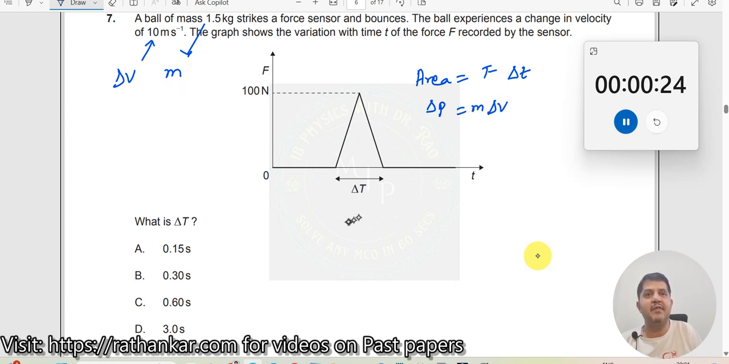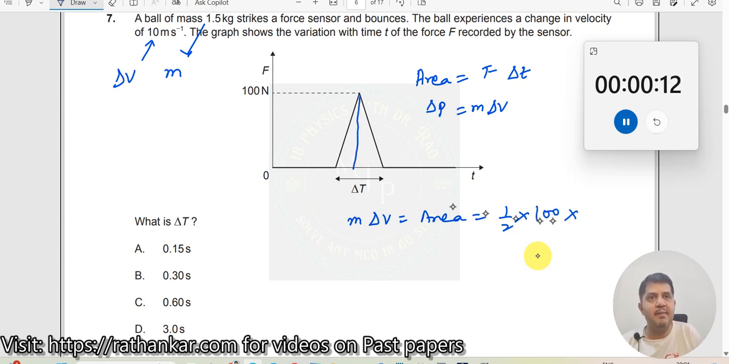So therefore I can equate this: m delta v should be equal to this area, which should now be equal to half into, what is this altitude? Altitude is nothing but 100 newtons. 100 newtons multiplied by this one, which is delta t. m is already known. What is m? 1.5. 1.5 times delta v, which is 10, is equal to half into 100 into delta t.